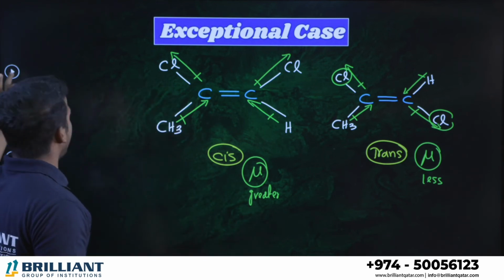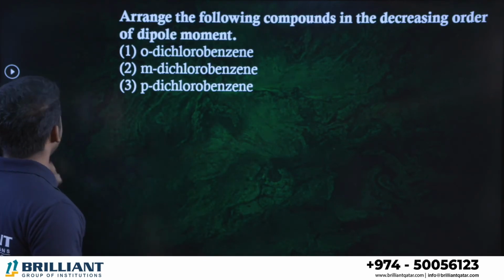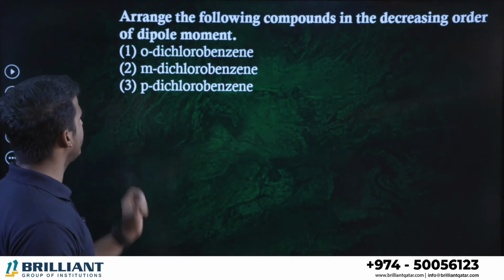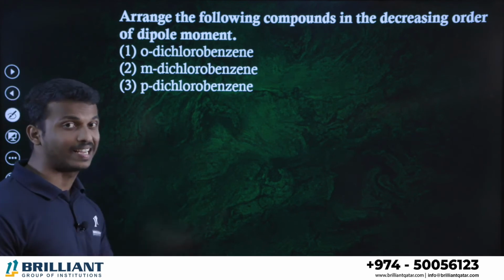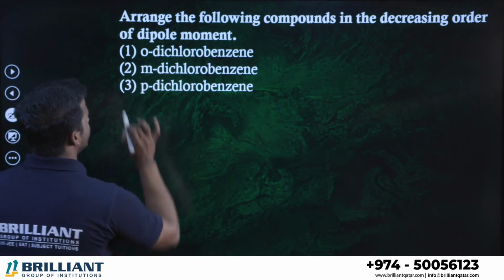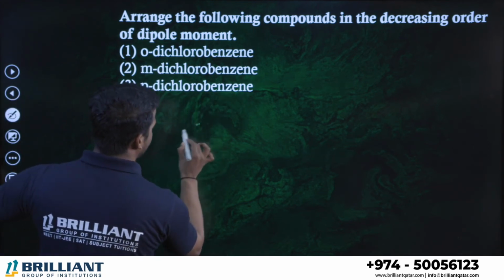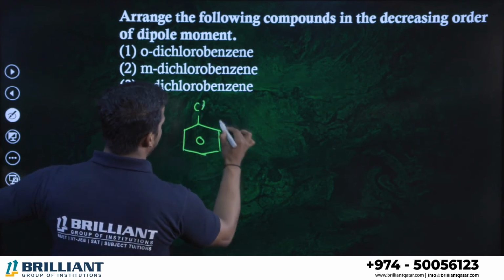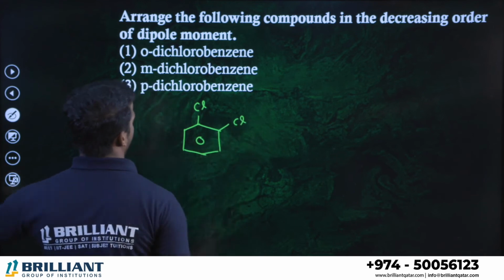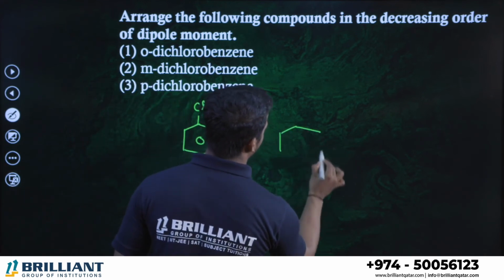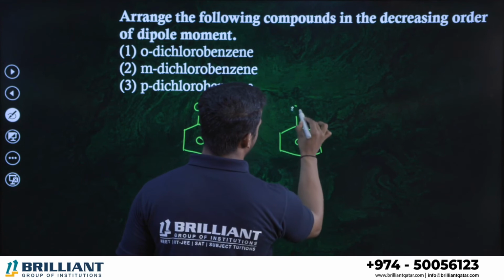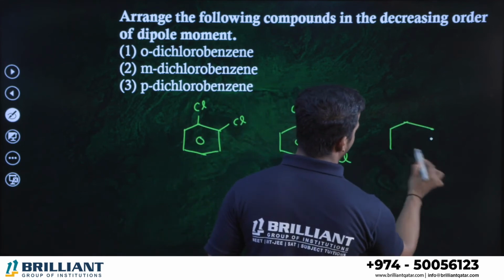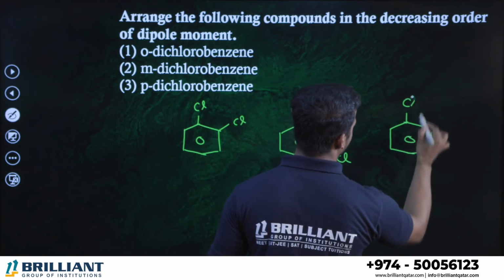Okay. Now we are going to one of the questions. Arrange the following compounds in decreasing order of dipole moment. Okay, decreasing order of dipole moment. What's that? Orthodichlorobenzene. What is orthodichlorobenzene? That's where we have chlorine, chlorine. Next one we have metadichlorobenzene, meaning one of the chlorines is in the meta position. And we have paradichlorobenzene, where we have chlorine and chlorine opposite each other.